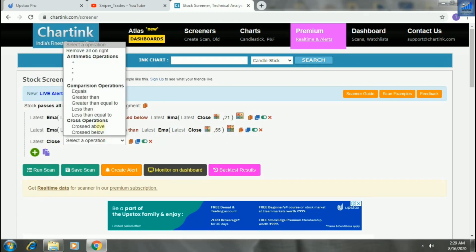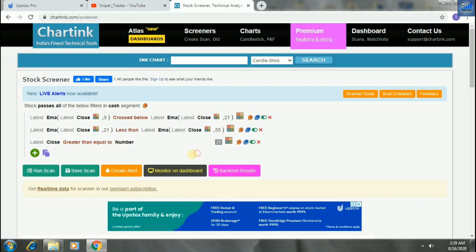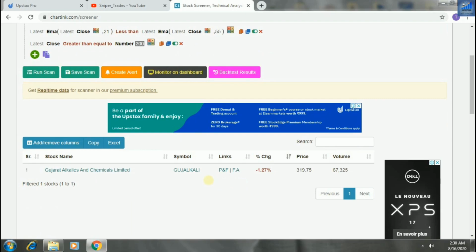select close. Operation is greater than or equal to number, and give the number 200. Which means that the first row, the 9 period exponential moving average, just crossed below the 21 period exponential moving average, and the second row means that the 21 period exponential moving average is already less than the 55 period exponential moving average, and we are screening the stocks which are priced above 200 only, and press run scan. So we got this stock here.